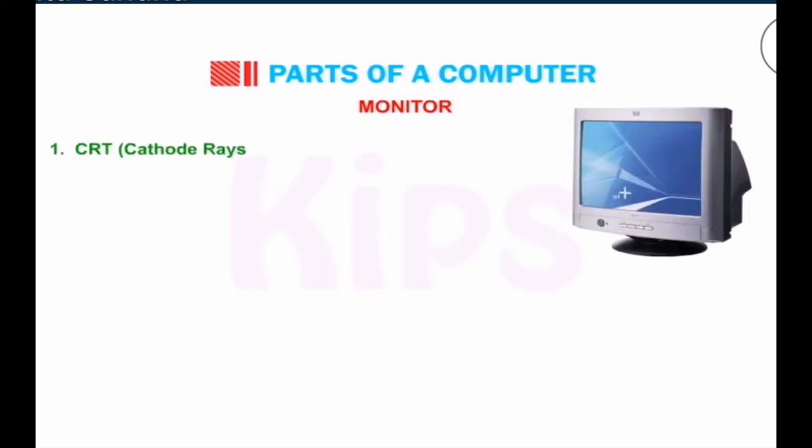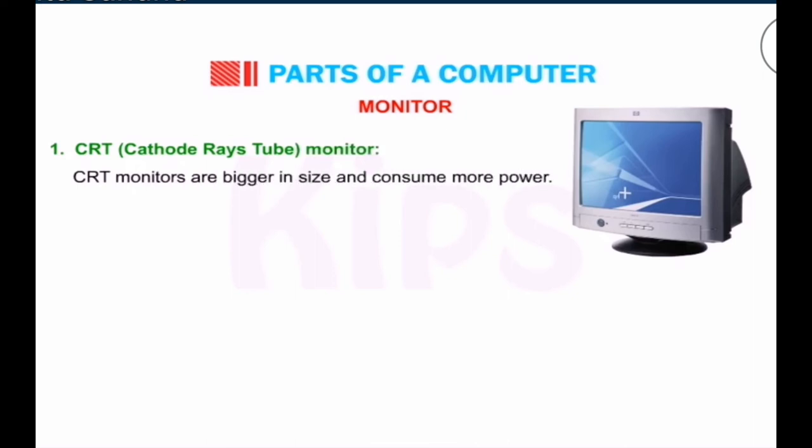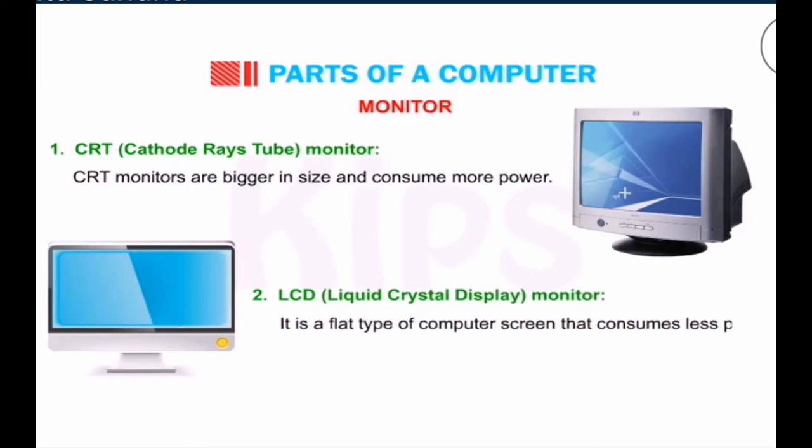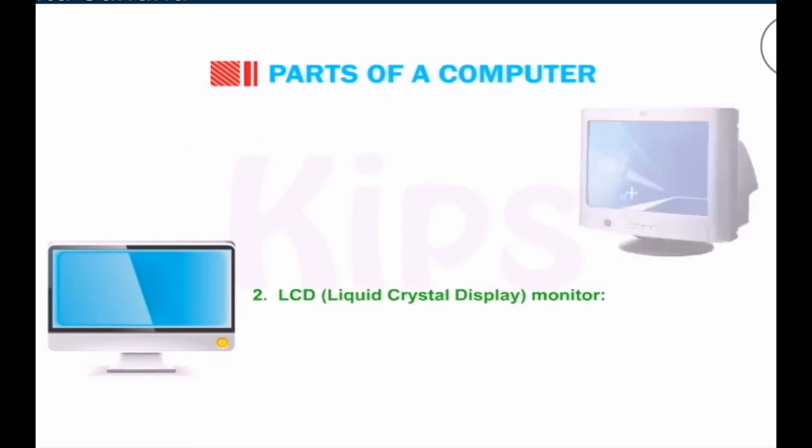There are two types of computer monitors. You can see, first is CRT, second is LCD. CRT, cathode ray tube monitor, and LCD.